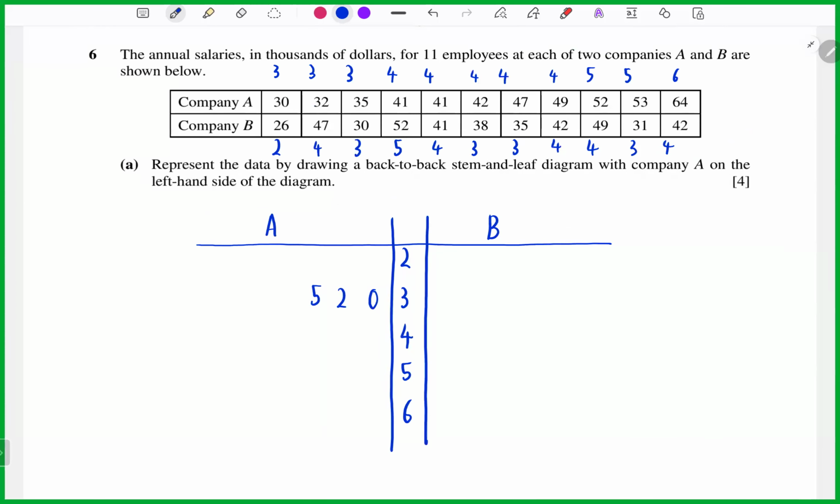And then we look at the 4. You have 41, 41, 42, 47, and 49. So you can write here 1, 1, 2, 7, 9. Just follow it. And then we see the 5. You have 52 and 53, right? So you can write here 2 and 3, and 6, 4.